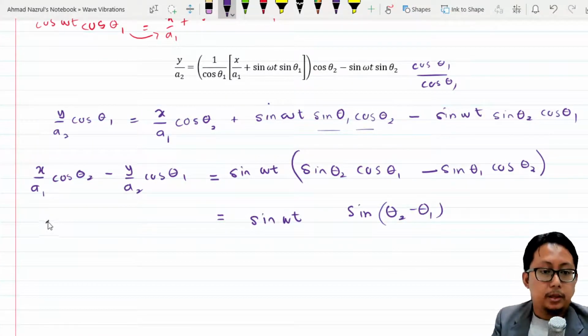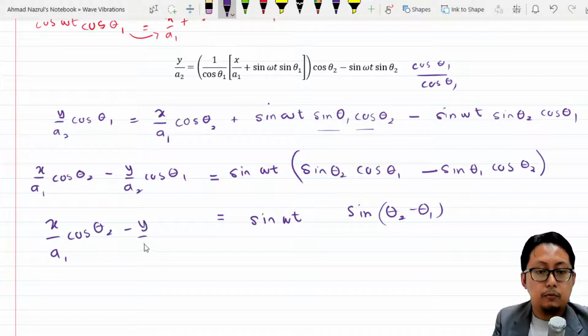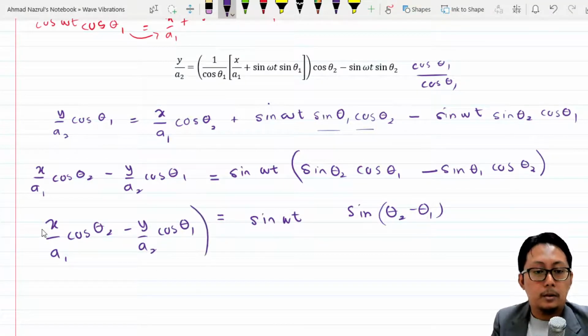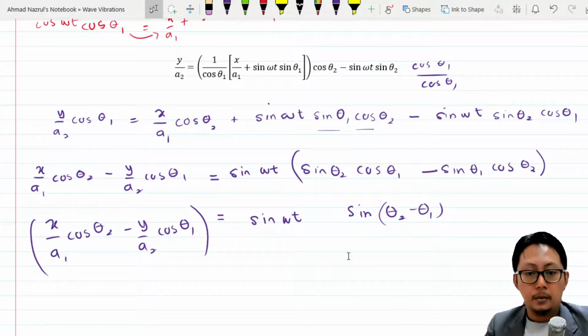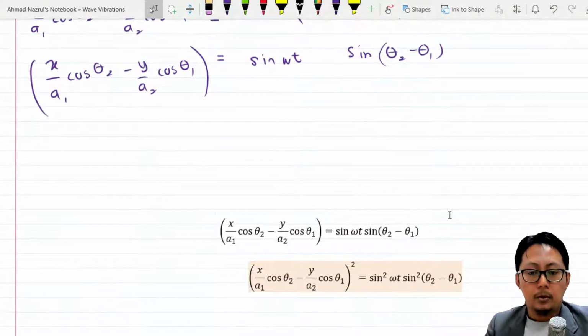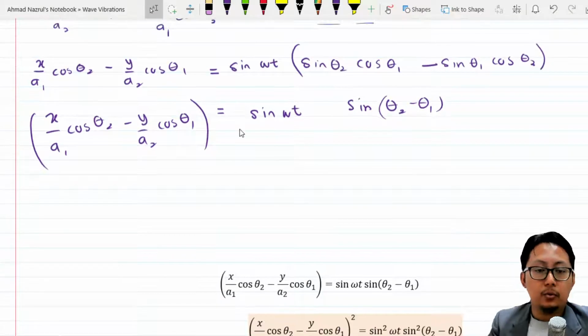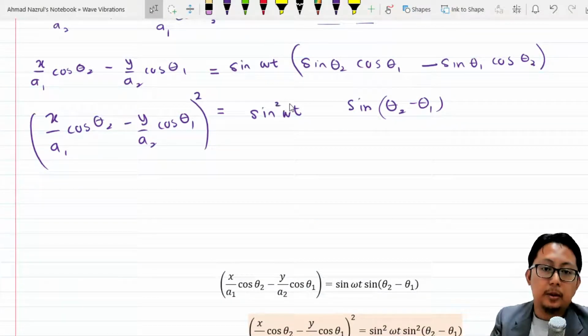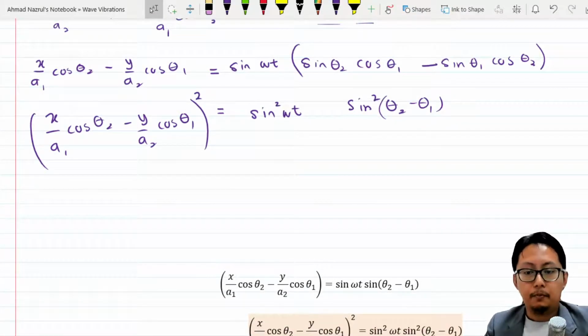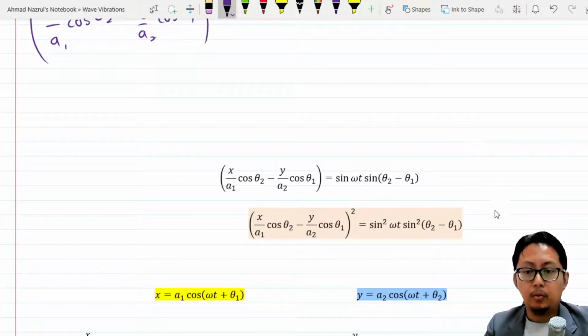This will maintain x over a1 cos theta 2, y over a2 cos theta 1. Okay, and then with power of 2 everything will be power of 2. So we complete one equation. So this will be number 1.